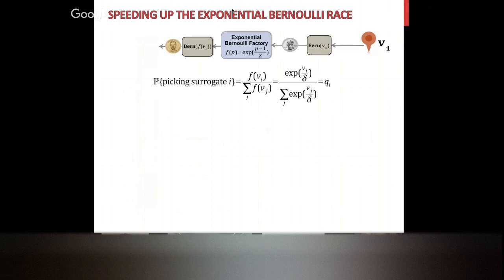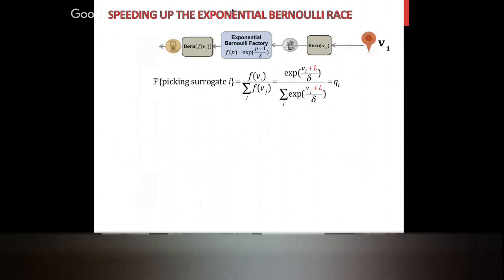So if you look at the exponential distribution, which is e to the power v_i divided by delta, normalized, there is a nice property. If you shift all of the values by some L, then the distribution remains the same. Okay, but I'm not allowed to have a coin and shift its bias. You can't do such a thing.